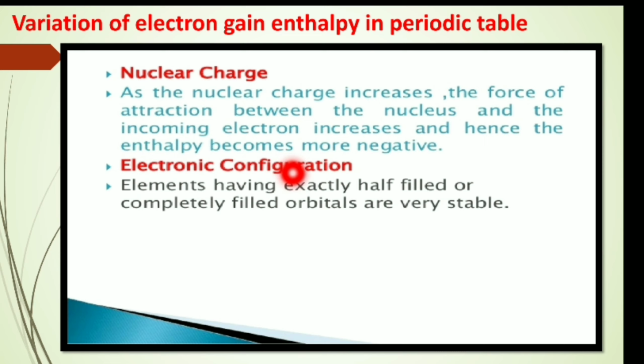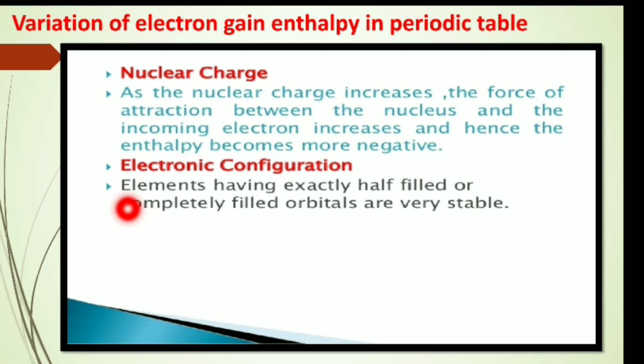So in order to remove that electron, a higher amount of energy is needed. Then a higher amount of energy is released when it is added. When more electrons are added from left to right, the nuclear charge goes on increasing, and those electrons are tightly held by the nucleus. Then whenever electrons are added, a higher amount of energy gets released. So from left to right, the electron gain enthalpy becomes more negative.